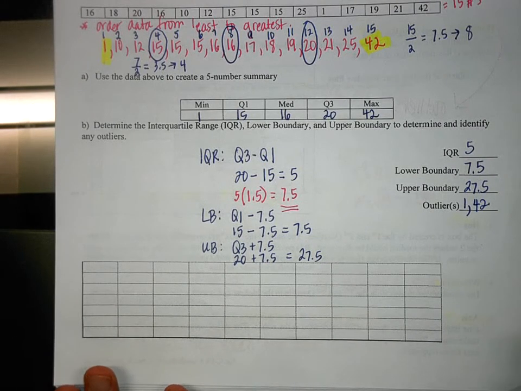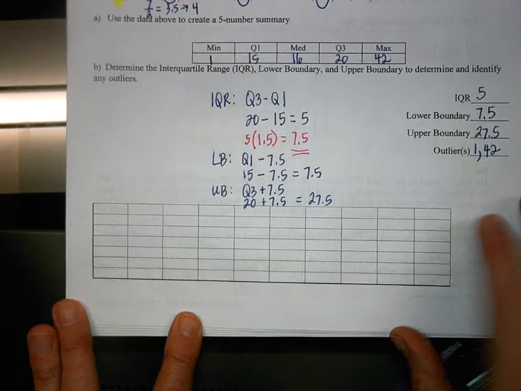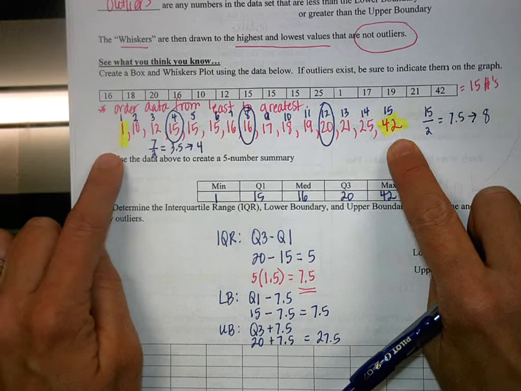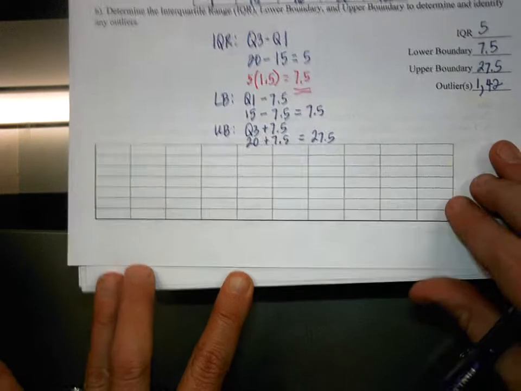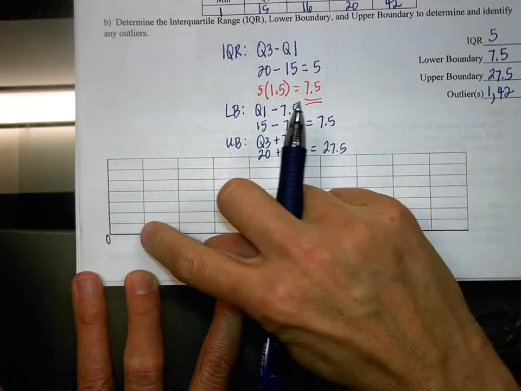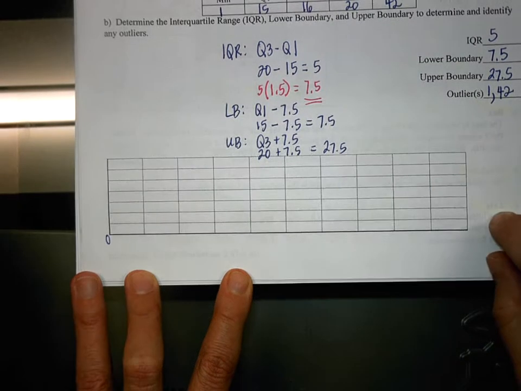Any questions so far? Okay, so now we're going to create our box and whisker plot. Okay. The first thing you always need to do is label your axis. And if you go and count, I know I need to get from 1 to 42 or like 1 to 50. And so if you count by fives, I would start at 0. And I go 5, 10, 15, 20, 25, 30, 35, 40, 45, 50. So that would work by counting by fives.